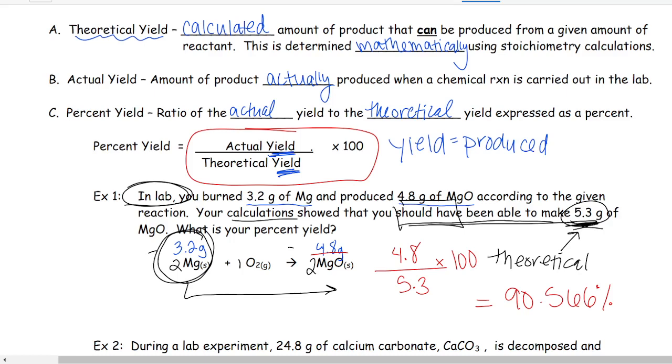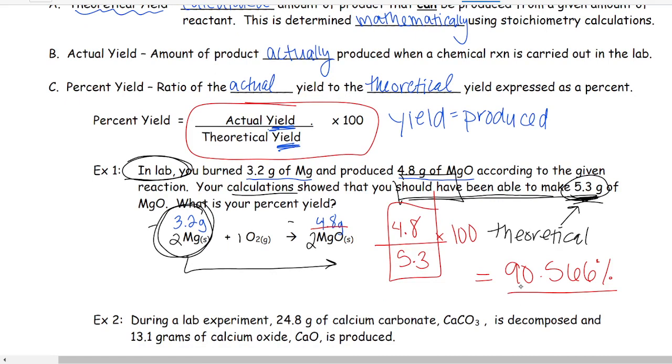Okay. So for this number, I just did an arbitrary number of decimals, but of course we need to take into account sig figs. Each of these has 2 significant figures, so this should have 2 significant figures. So I would round this to just 91% yield.